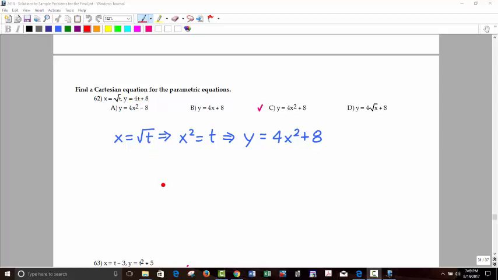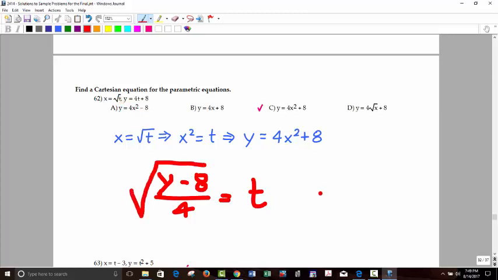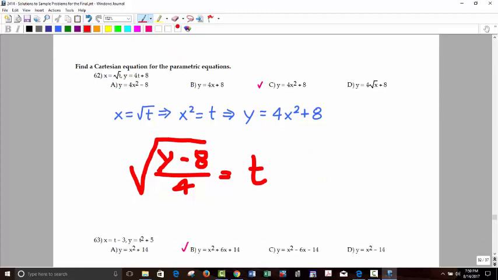I guess what I meant by the other way that you could technically mathematically do this is if you solve for the t on the equation for y, and you'd have y minus 8 over 4 equals t, and then you would substitute that into this other equation, so x would just equal the square root of that. That would also be correct. But the answers here are telling me they wanted y in terms of x. But I just did want to mention that there was another way to do it.